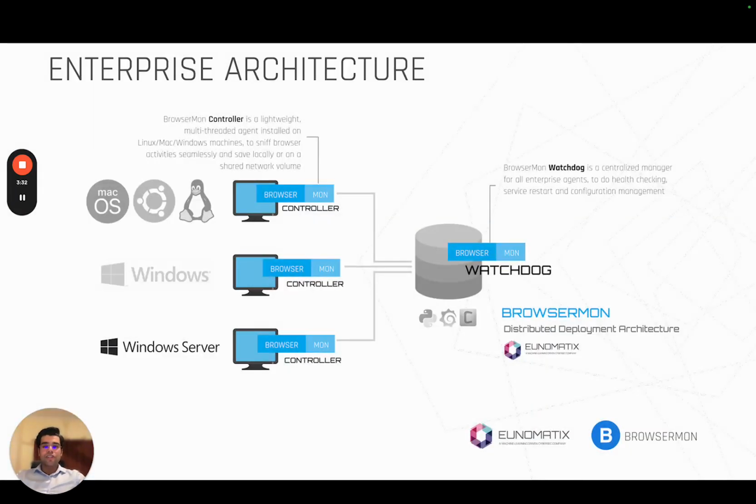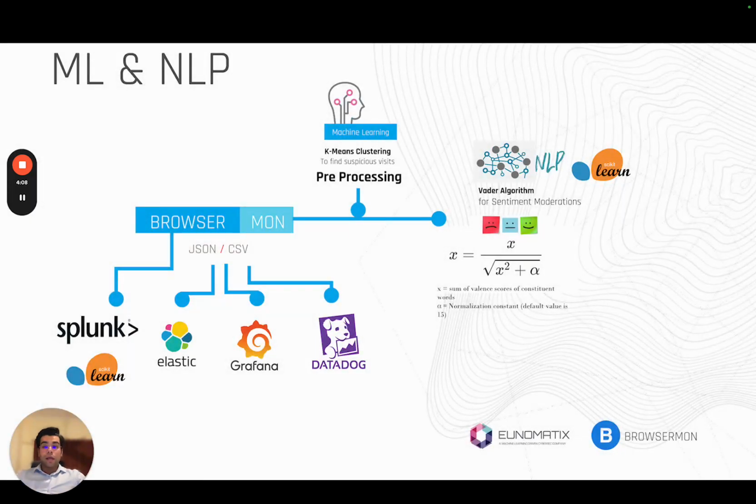Now, understanding the architecture of BrowserMon a little bit, the BrowserMon controller is a lightweight multi-threaded agent that is installed in your enterprise's endpoints. These are the computers of employees. It can be installed on Windows, Linux, or Windows Server. These BrowserMon controllers run on these endpoints and continuously monitor browsing activities. Then there is Watchdog, which is a centralized server for configuration management and health checks, which can be installed on site in your enterprise and can help you to manage your BrowserMon controllers.